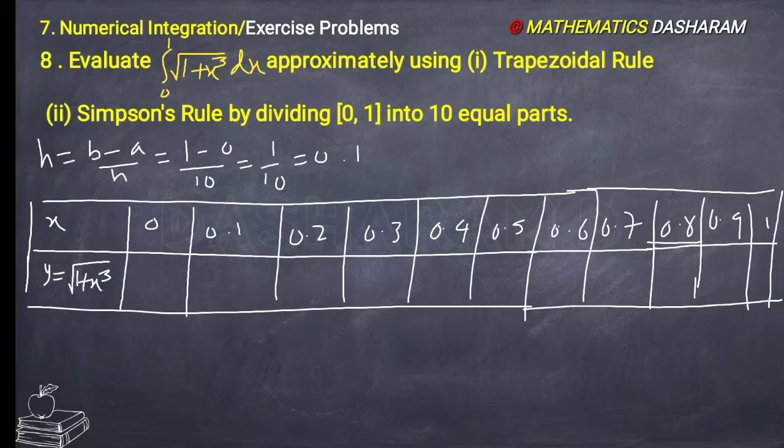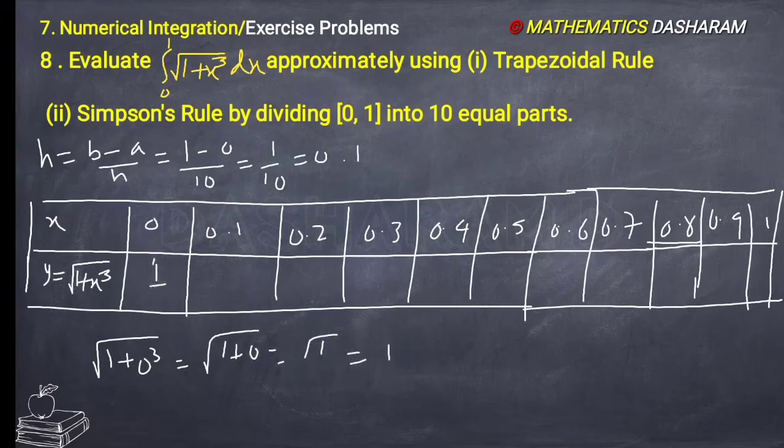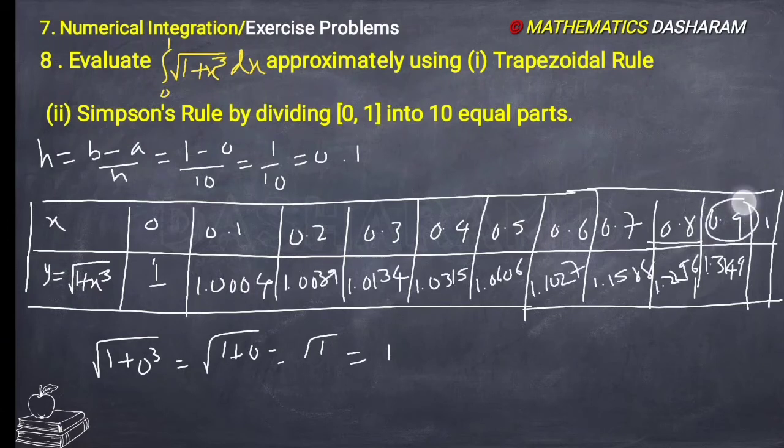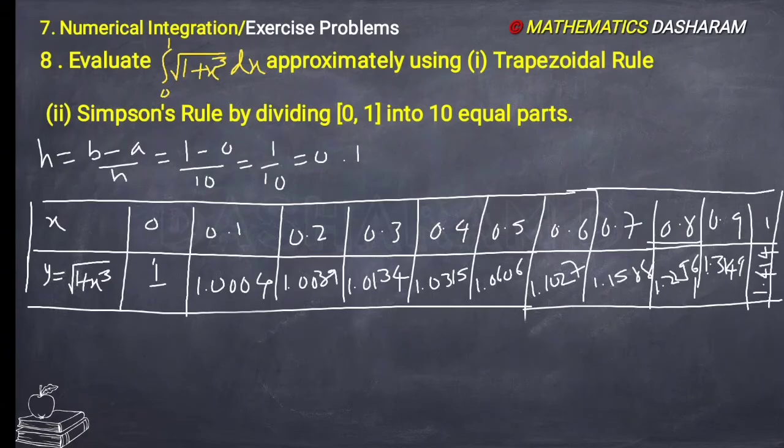Now let's find its y values. When x value is 0, then the y value is under root 1 plus 0 cube. So under root 1 plus 0, root 1, it is 1. Next, when x value is 0.1, then the y value is 1.0004. So when x value is 0.9, then the y value is 1.3149. When x value is 1, then the y value is under root 1 plus 1 cube. So it is equal to root 2, the value 1.414.